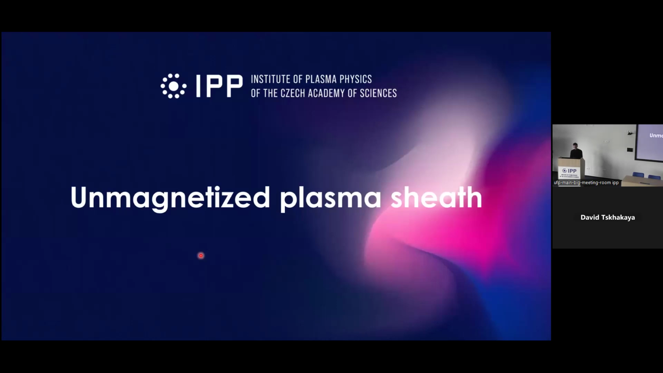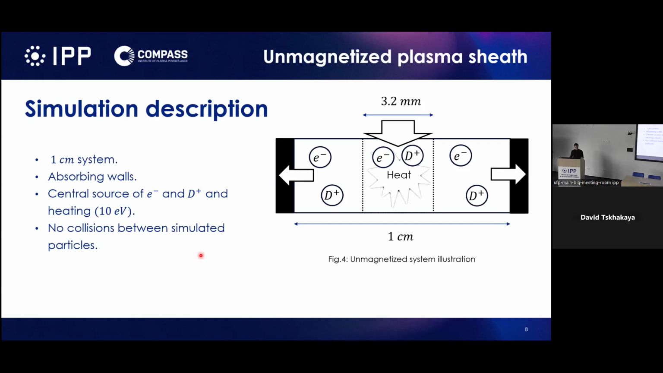So let's get to the first example, which is the unmagnetized plasma sheath. Here we have a 1 centimeter system with absorbing walls on both sides, and in the center, we inject electrons and deuterium ions, Maxwellian distributed at 10 electron volts. When we inject Maxwellian plasma, the plasma doesn't actually remain Maxwellian, since the fast particles quickly disappear from the region, while the slow particles keep building up. So the actual distribution is more something like Maxwellian divided by velocity.